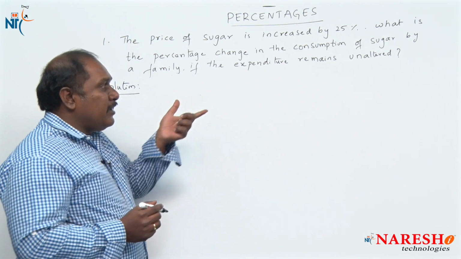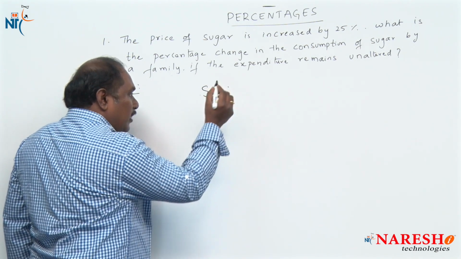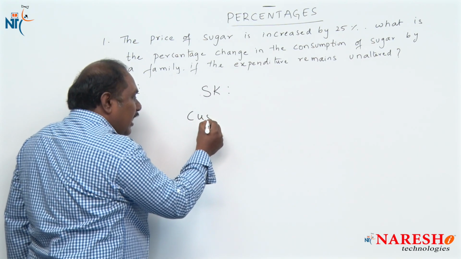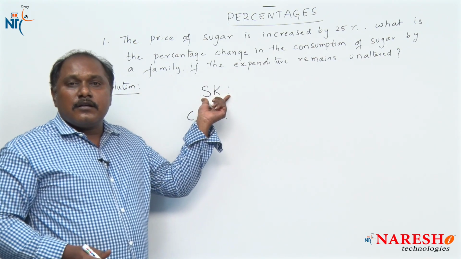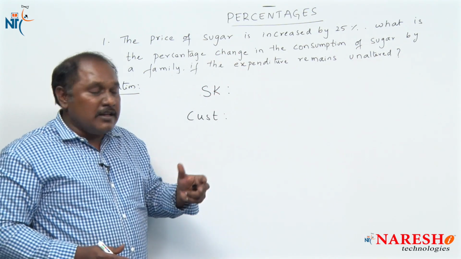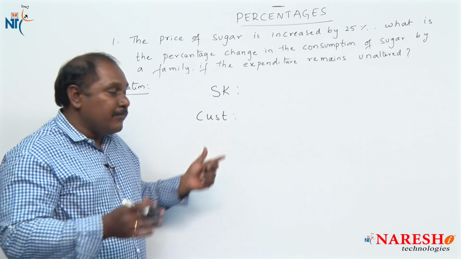To solve this problem in a simple way, we have to think in two ways. One, we have to think like a shopkeeper. Second, we have to think like a customer. Now, when will we think like a shopkeeper? When we alter the price, increase or decrease the price. When should we think like a customer? When we talk about expenditure.